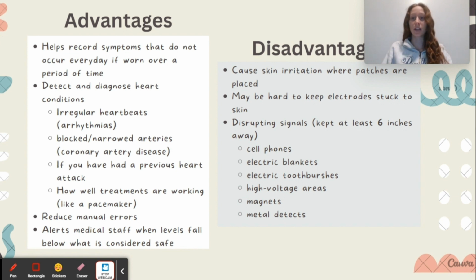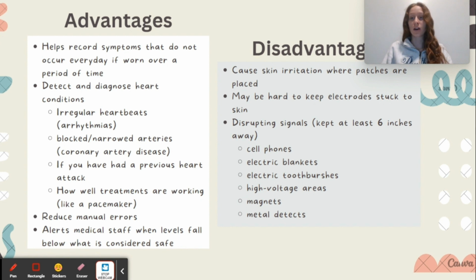And some disadvantages of the vital signs monitors are that they can cause skin irritation where patches are placed and where the electrodes are adhered to the skin. And it can also be hard to keep the electrodes stuck to the skin if the patient is sweating or if they're moving around a lot.